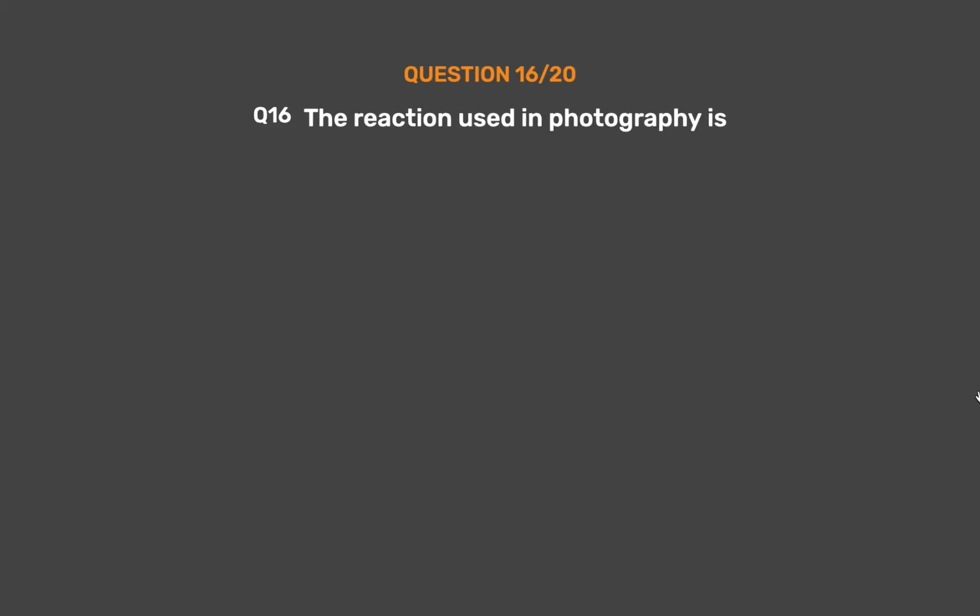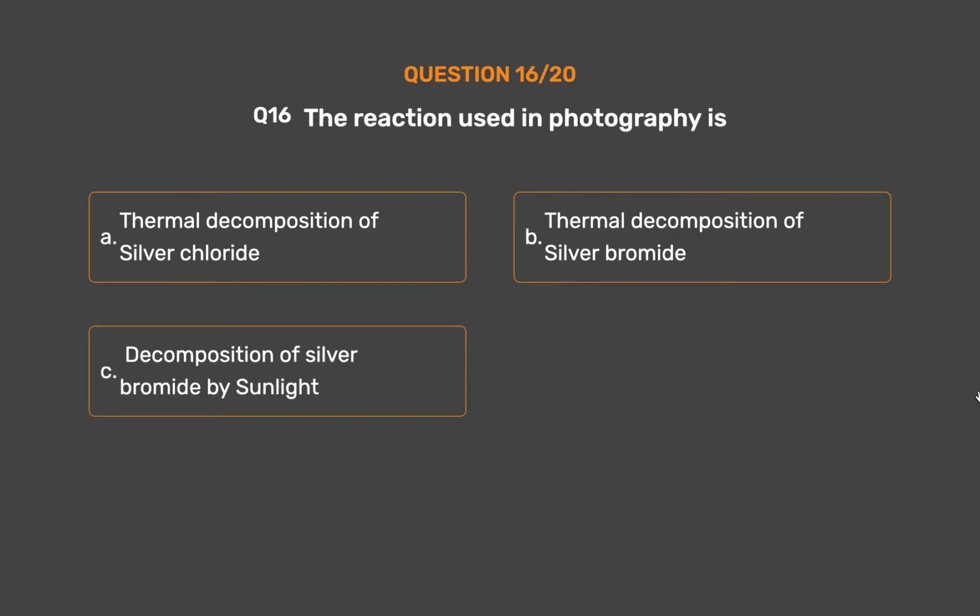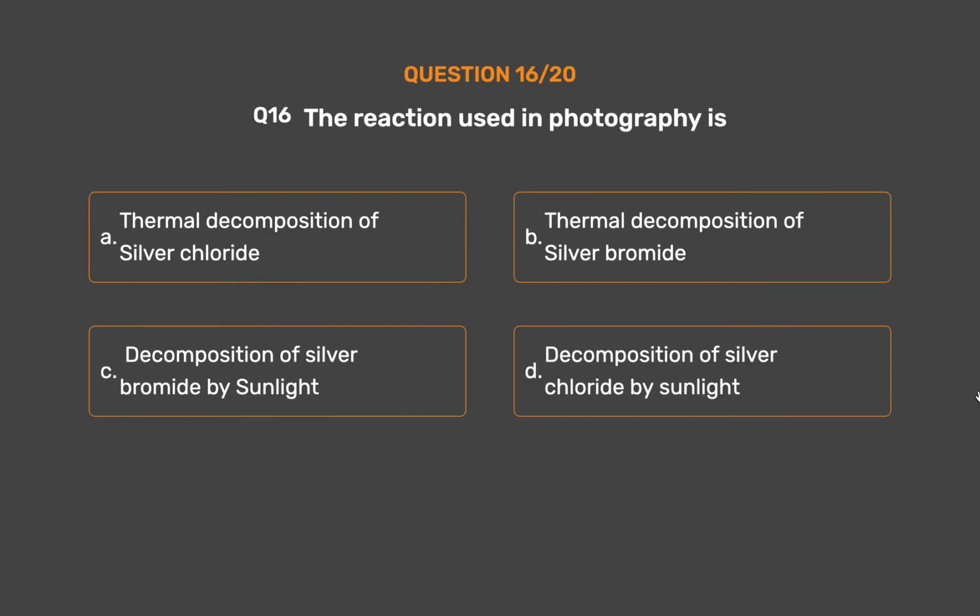Question number 16. The reaction used in photography is option A, thermal decomposition of silver chloride. Option B, thermal decomposition of silver bromide. Option C, decomposition of silver bromide by sunlight. Option D, decomposition of silver chloride by sunlight. The correct answer is option B, thermal decomposition of silver bromide.